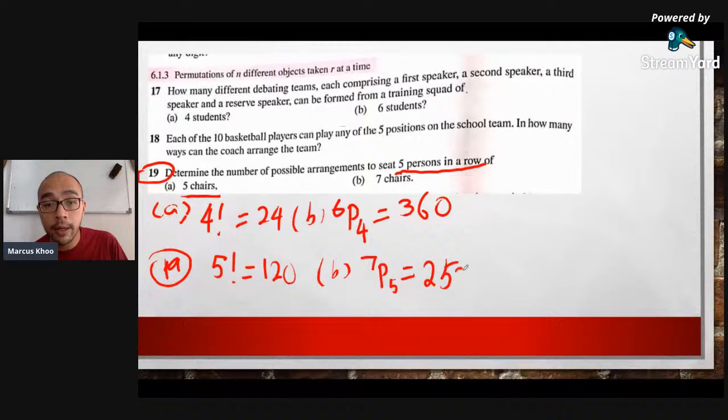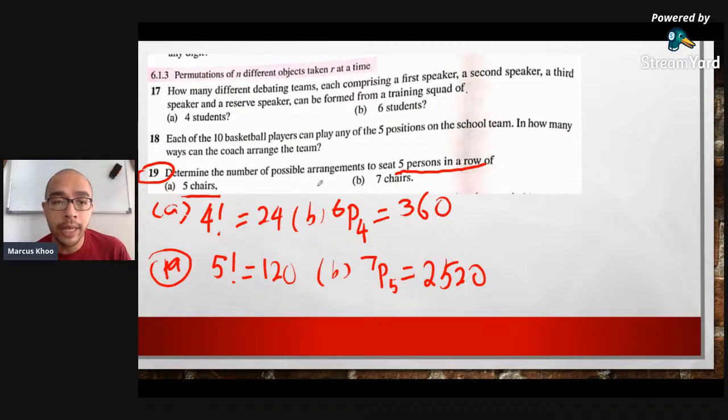2,520 different arrangements. Because you may have chosen chair number 1, chair number 2, chair number 3, chair number 4, chair number 5. Then you permutate all 5. But instead of the 5th chair, the second time you choose chair number 6. You permutate the 5 again. So understanding the situation is very important.